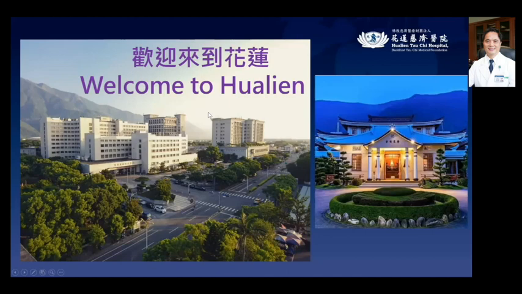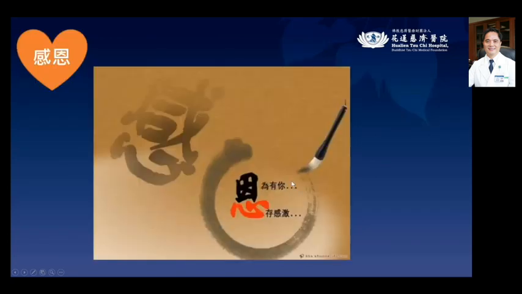Here, welcome you all to Taiwan Hualien, which is located in eastern Taiwan. This medical center was built by Master Zheng Yuan 36 years ago. This is the place where Master Zheng Yuan is now living, just 10 kilometers away from the hospital. So we call this Gan En, which means gratitude. Thank you.